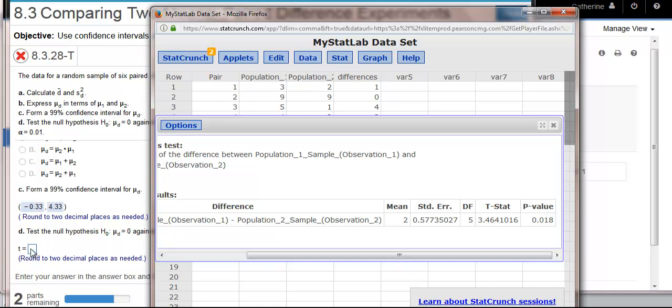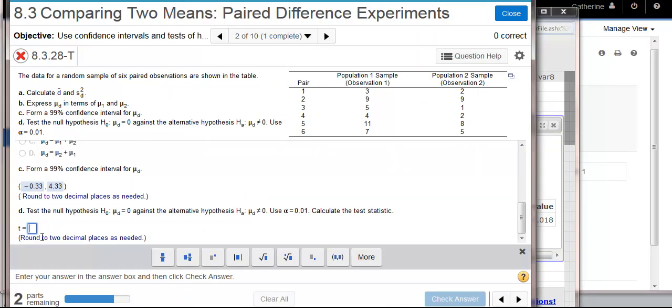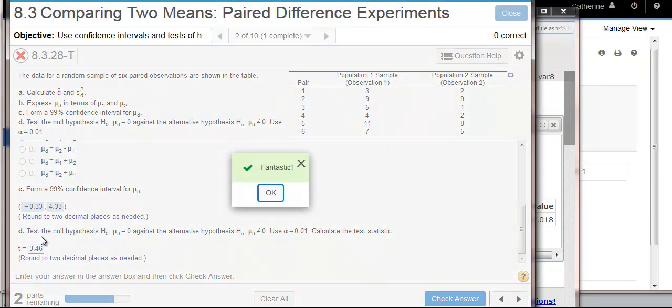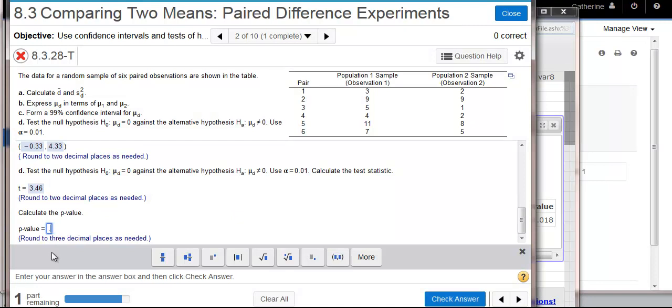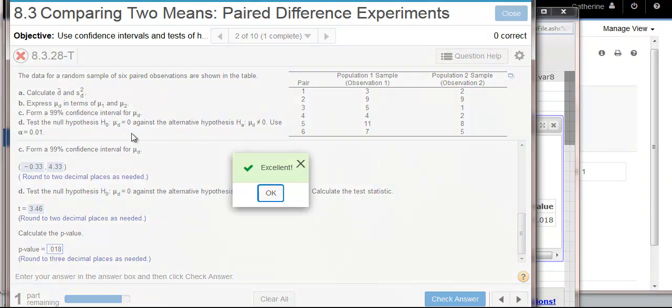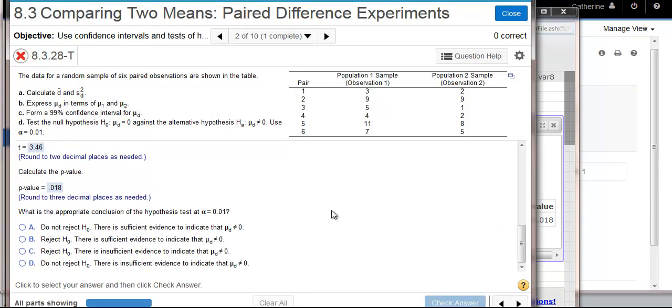Let's go back over here. So t-value was 3.46. And now the p-value was 0.018. So that looks good. Okay, so now we need to make a decision about the conclusion. And here we've set alpha equal to 0.01. Since our p-value is bigger, we are not going to reject the null hypothesis.